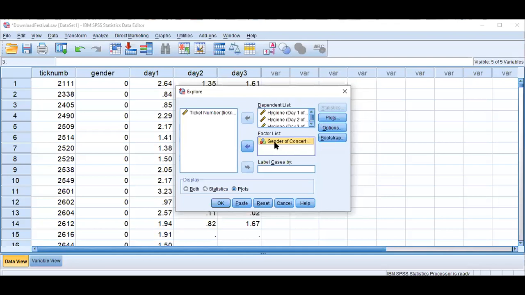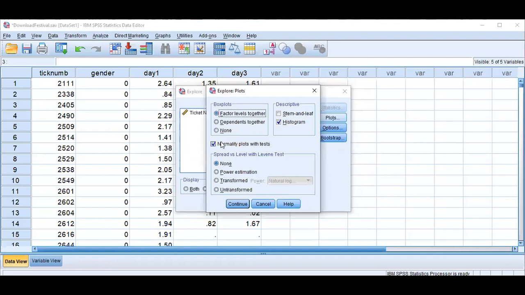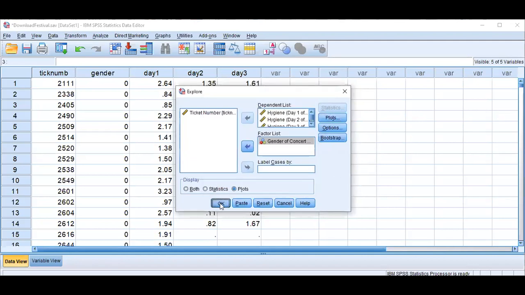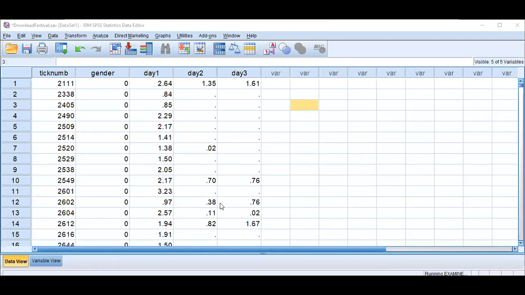Now I transfer this variable, and then I will tick plots, and here normality plots with tests, and second is untransformed. Here you can see the Levene test. Through this I will tick untransformed and then continue, and after continuing I will click OK. Then, after OK, I am showing you the output of my data.